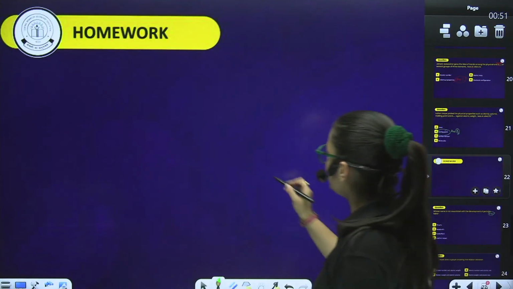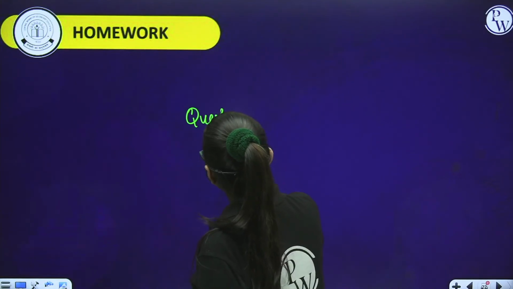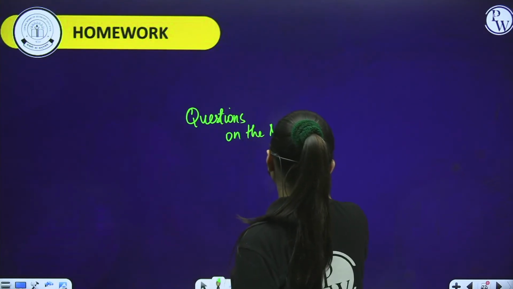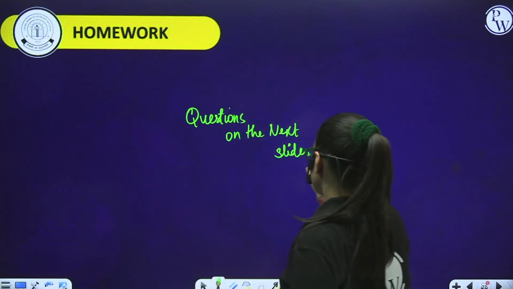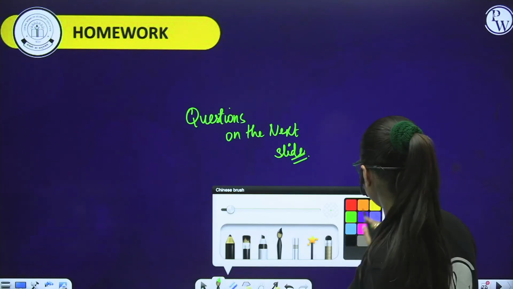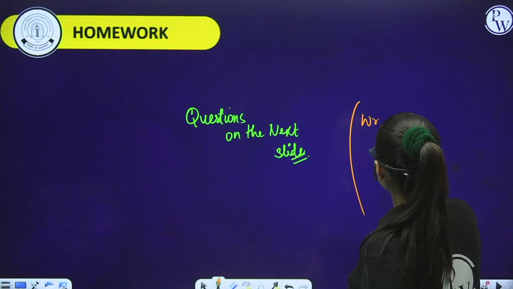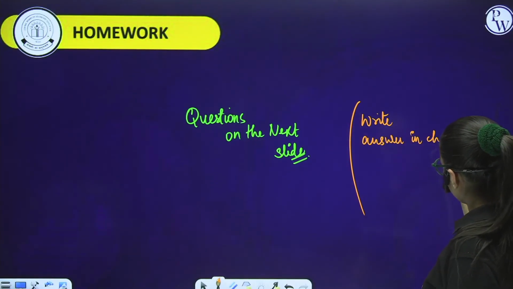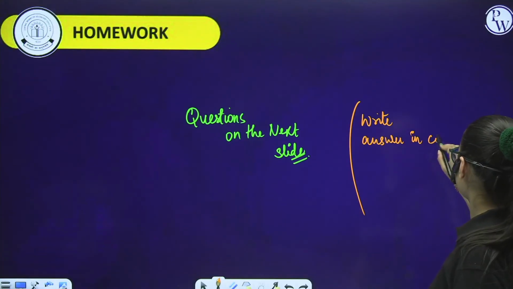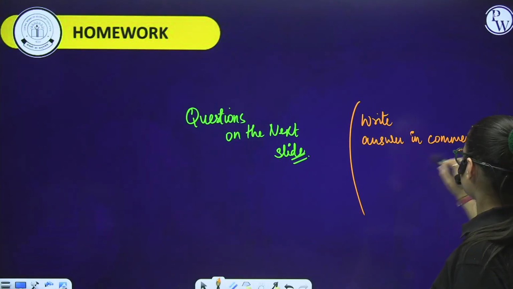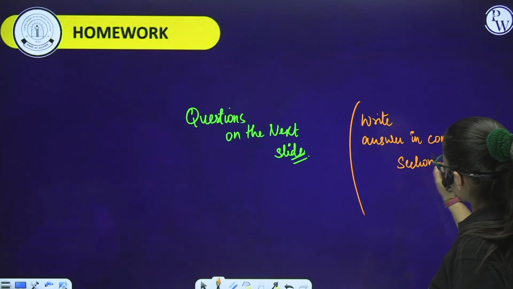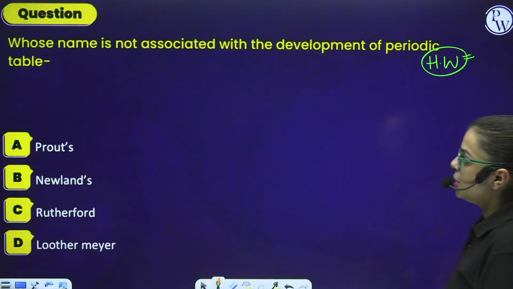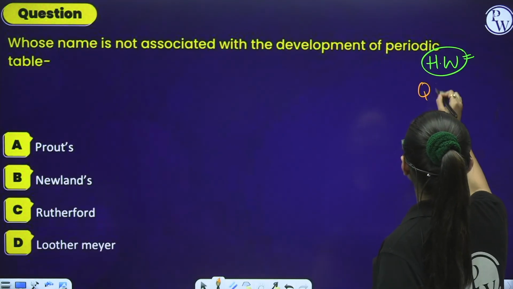Let me write the homework questions on the next slide. So here are some questions for your homework. What is your role for the homework questions? Write your answer in the comment section, not the chat section, in the comment section. You can directly write question 1, option A, B, C, D in such a way, okay? So this is your homework question number one.